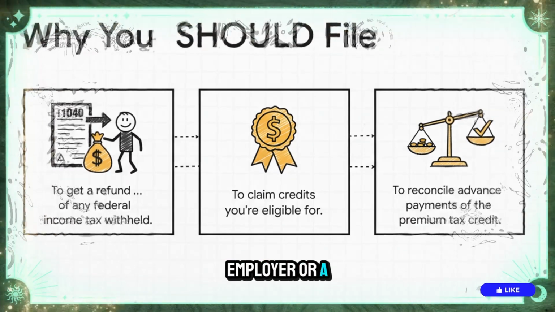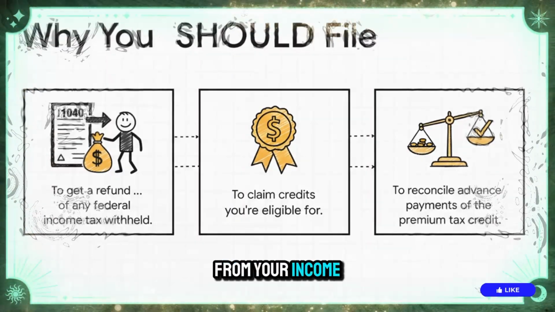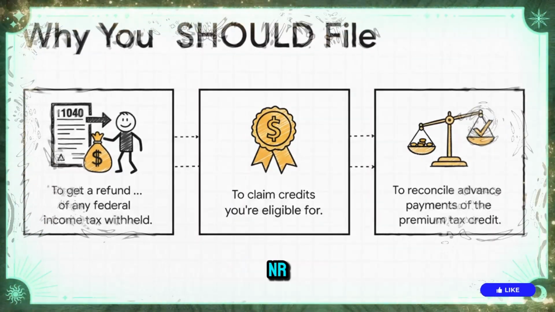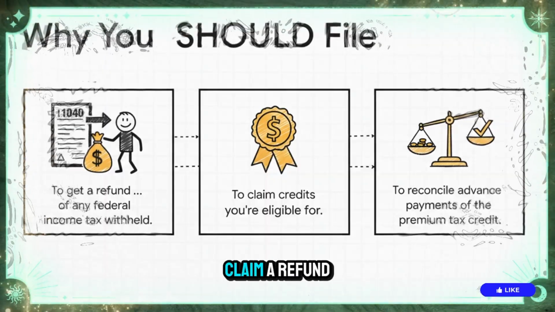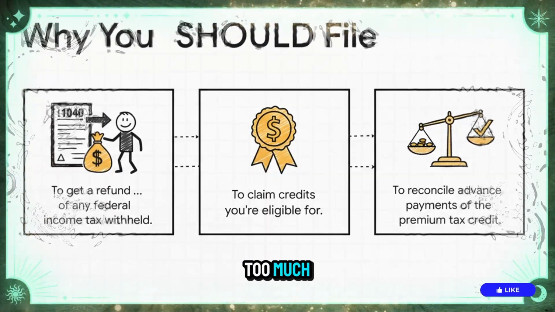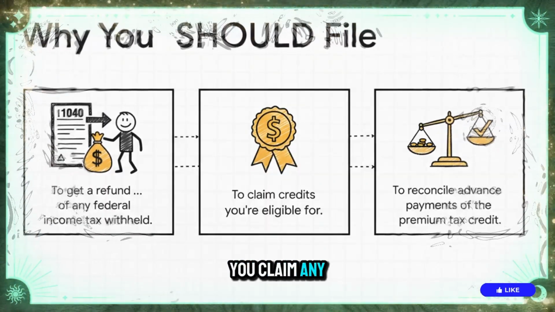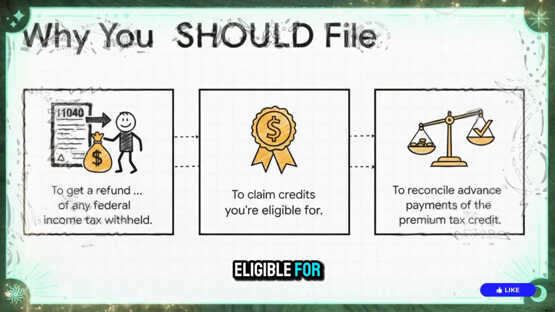If an employer or a bank withheld US taxes from your income, filing a 1040NR is the only way you can claim a refund if you paid too much. Plus, it's how you claim any tax credits you might be eligible for.